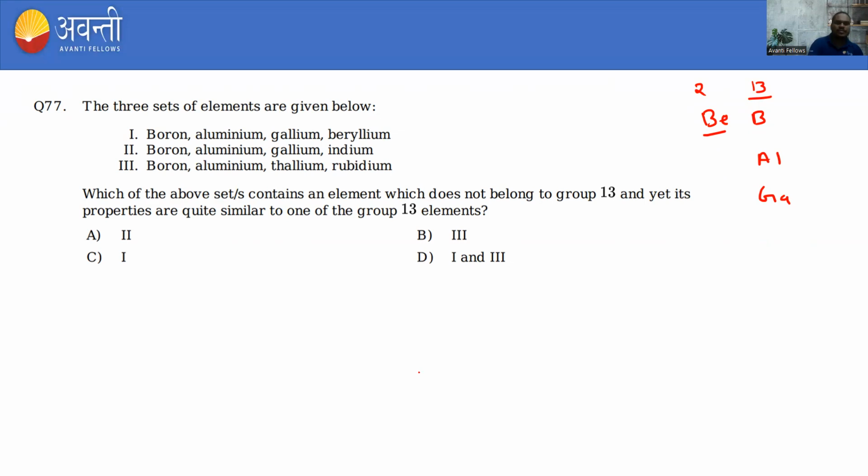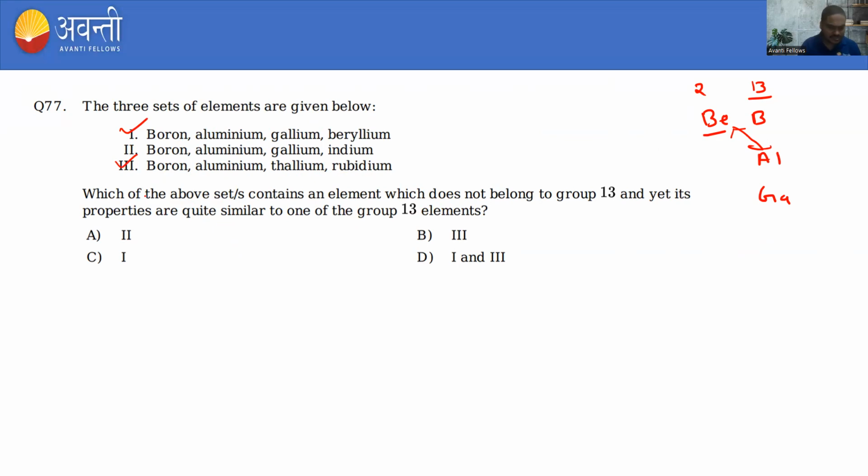Now what they are asking is, which of the following sets contains an element which does not belong to group 13 and yet its properties are quite similar to one of the group 13 elements. Beryllium shows similarities with aluminum, beta. The three sets of elements are given below. Which of the following sets contains an element which does not belong to group 13? We have boron, aluminum, gallium, and indium, and boron, aluminum, thallium, rubidium. So basically, the third one and the first one.